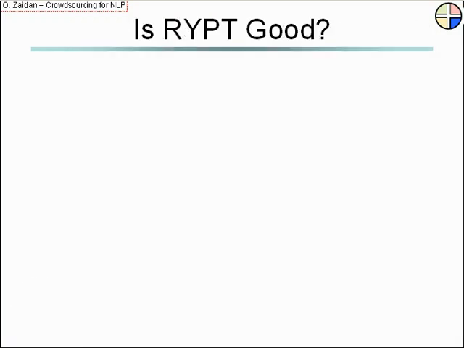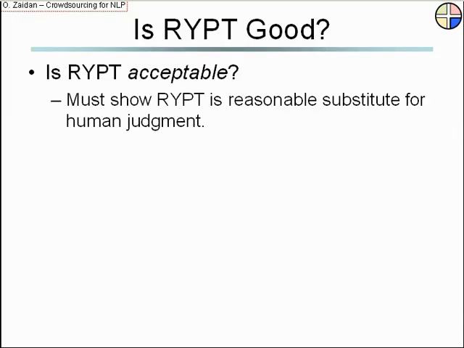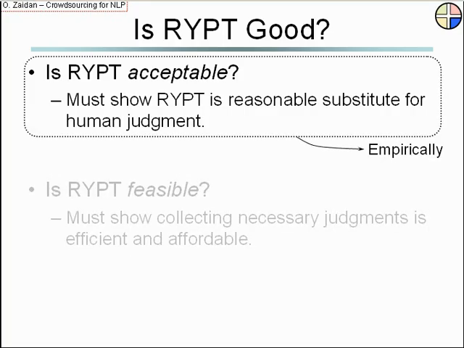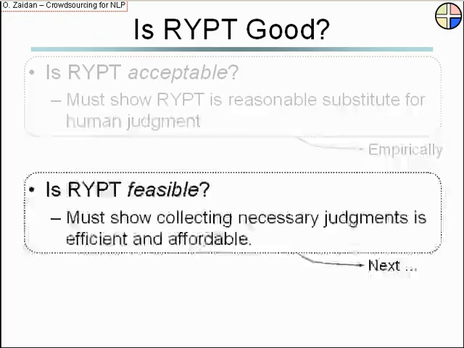Now, is RIPT a good metric? Is it going to be worthwhile? We have to answer two questions. First of all, is it an acceptable metric? I.e., is it a reasonable substitute for human judgment of translation quality? And is RIPT feasible to compute? Because on the previous slide, we saw that you need to collect all these judgments, these yes-no judgments. So we need to show that collecting these judgments could be done efficiently and affordably. We'll answer the first question empirically by showing that RIPT is indeed a good proxy for human judgments. We'll answer this question first, though. I'll discuss a couple of strategies that we have implemented to reduce the number of queries that we need to make, to reduce the number of labels that we need to collect.